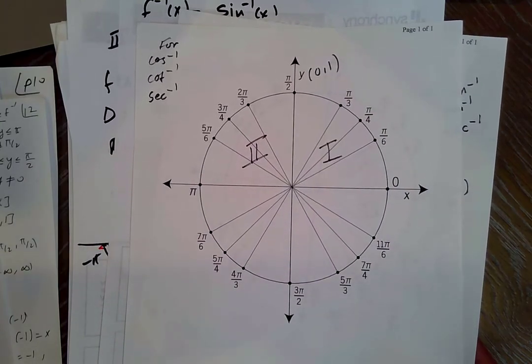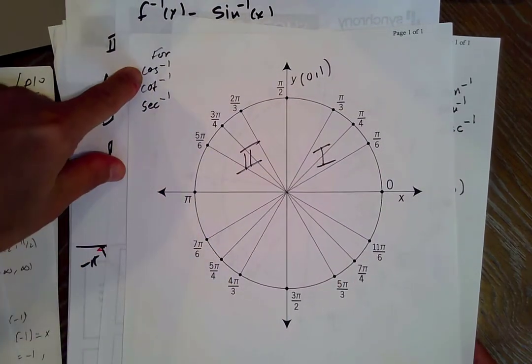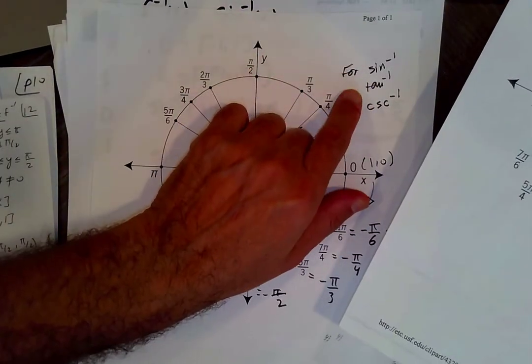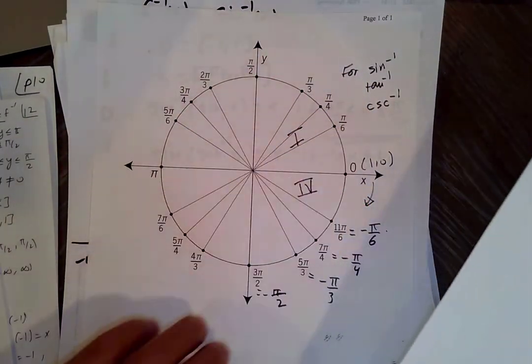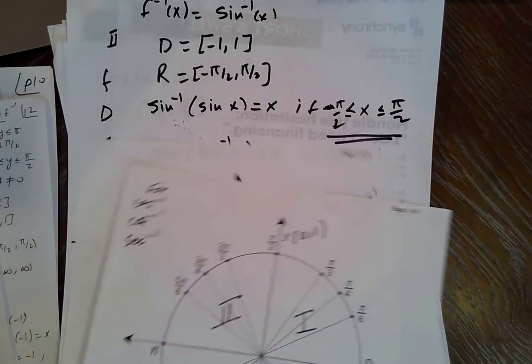So that's why you have to be careful, because it's a one-to-one function. Okay, so first or second quadrant for cosine inverse, cotangent inverse, and secant inverse. And for sine inverse, tangent inverse, and cosecant inverse, it's first or fourth, but keep in mind these are the fourth. Again, this is all in your D2L.